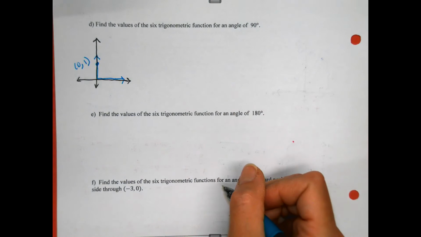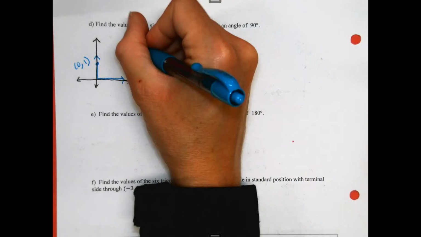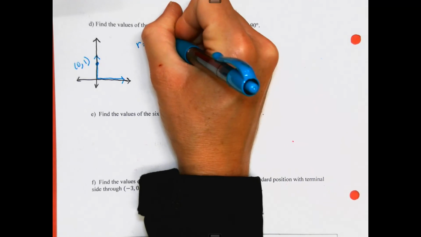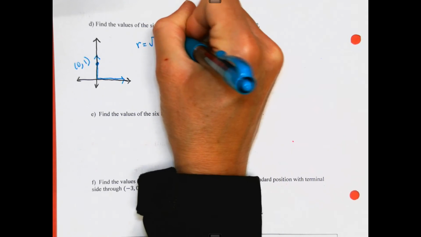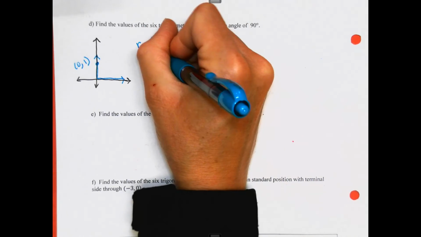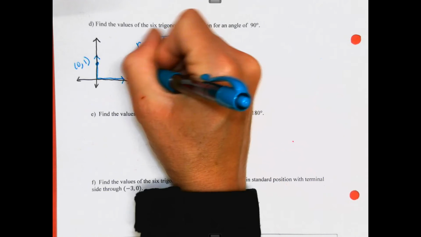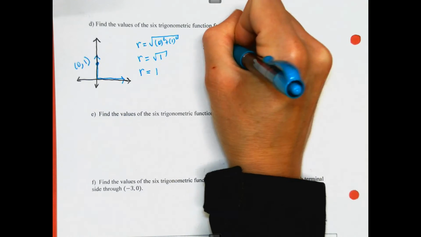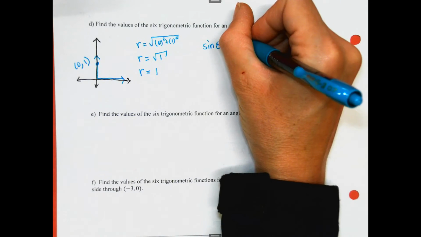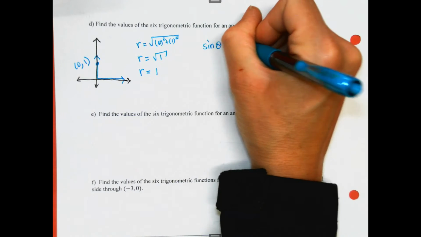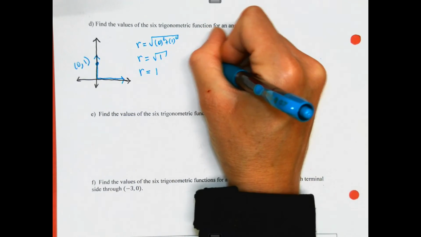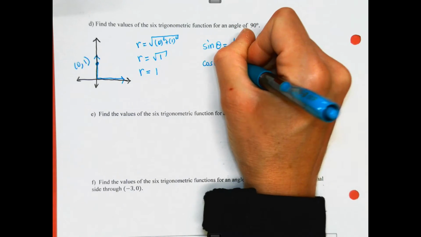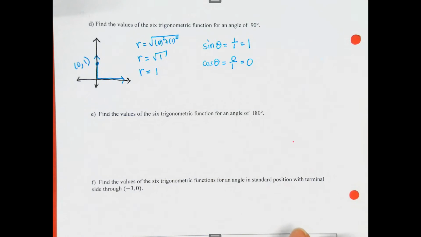Here I chose 1. So if we say r is equal to the square root of x squared plus y squared, that's 0 squared plus 1 squared. R is equal to the square root of 1, so our radius happens to be 1. Sine of theta is y over r. Our y is 1 and our r is 1, so our sine is 1. Cosine of theta is x over r. X is 0, r is 1. Our cosine of theta is 0.